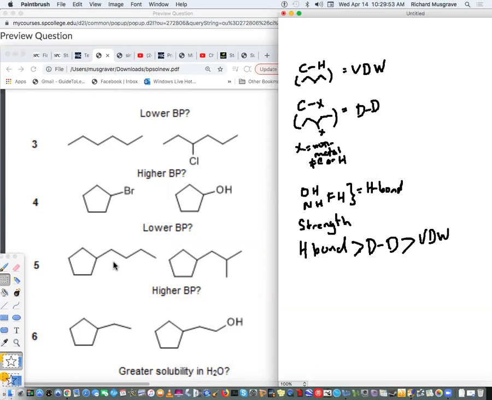Okay, number 5. We got this compound here, which is van der Waals. We got this one here, which is also van der Waals, right? Because they're all carbons. But this one on the left is more branched than the one on the right. So the one with the higher boiling point will be the one that isn't as branched. So it'll be the first one. Any questions?